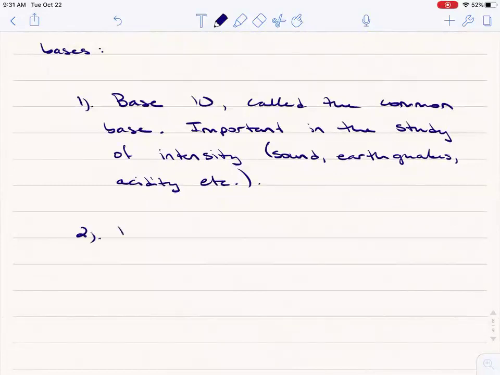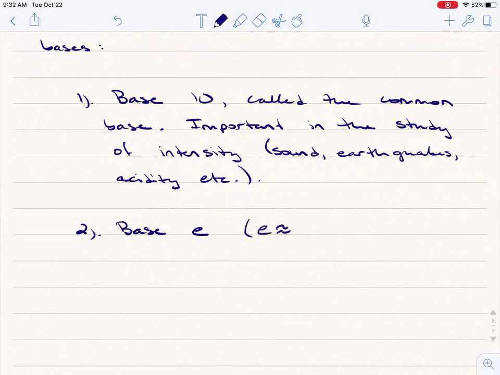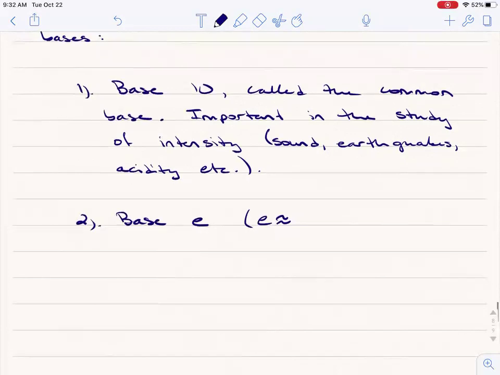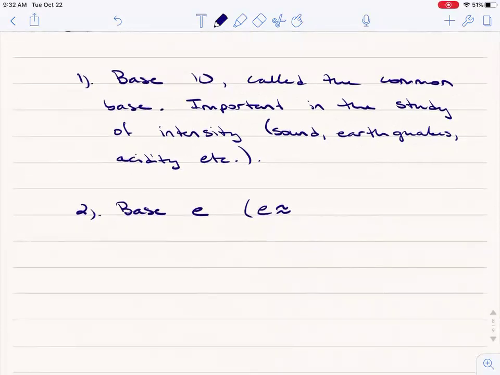Second one is base e. Now, e is a number, and e is approximately, and you've got it on your calculator, if you go to the times 10 to the power of x button in red, you have to do the alpha button, and then e, and then equals, and then it'll give you the approximation 2.71828. So e is 2.718.